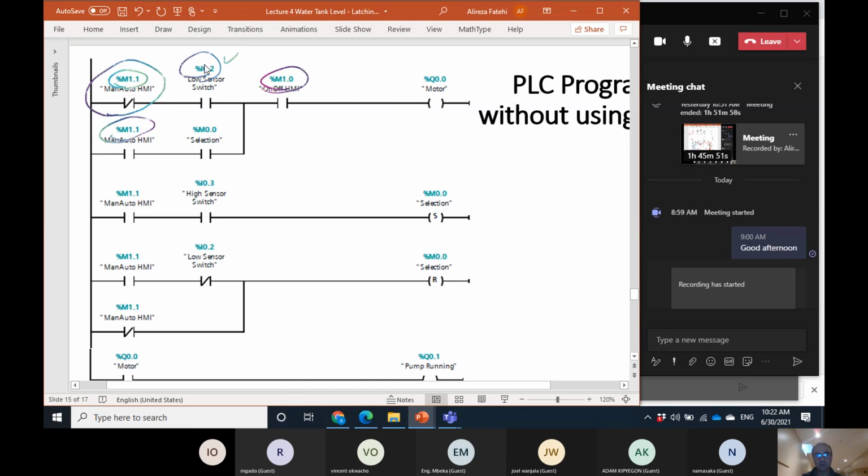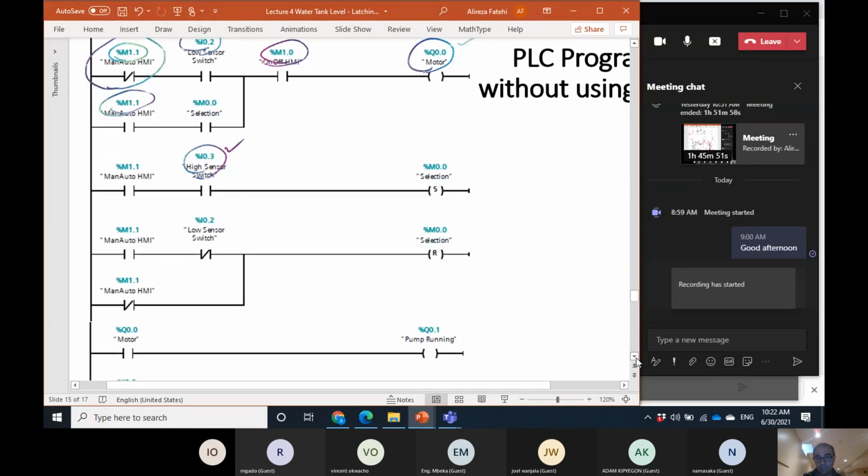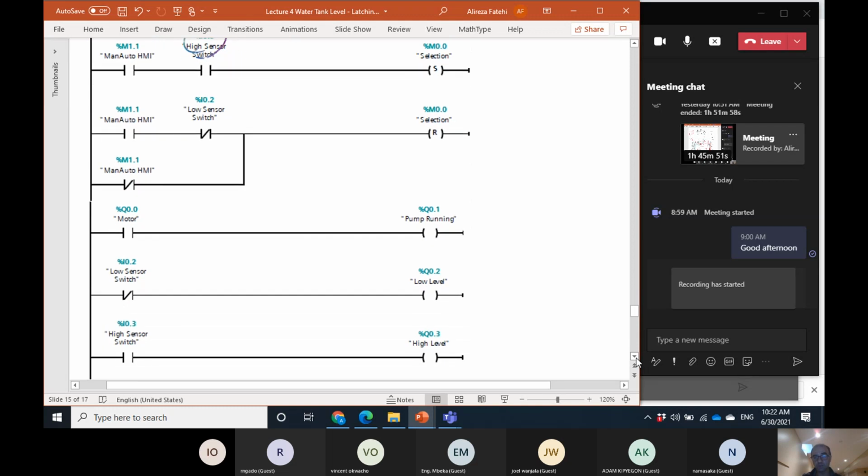Okay, for the low sensor, we need the input, definitely. For the high sensor, we need the input, definitely. For the motor, we need the output, definitely. Then, here, the pilot lights are assumed to be physical pilot lights outside.